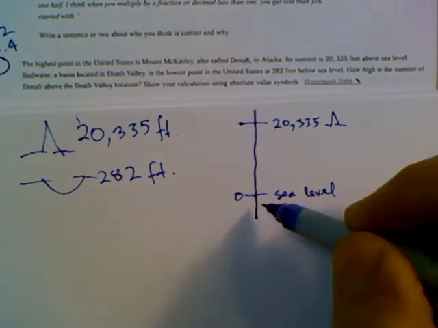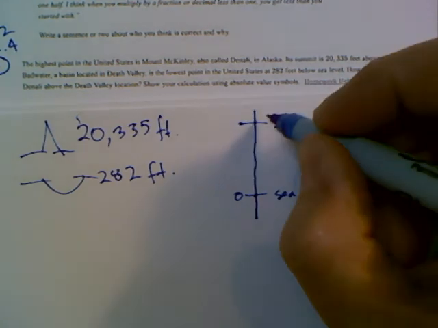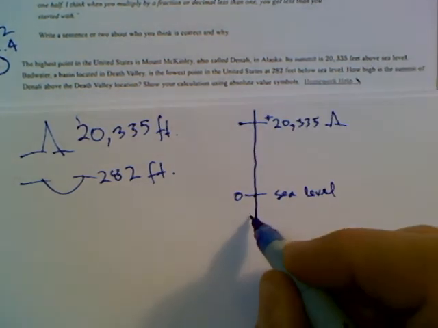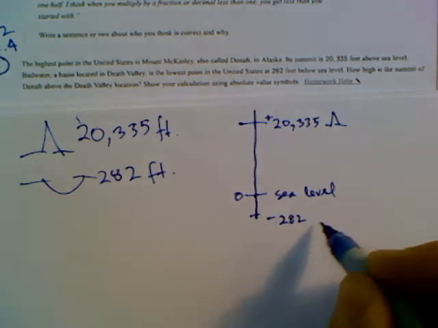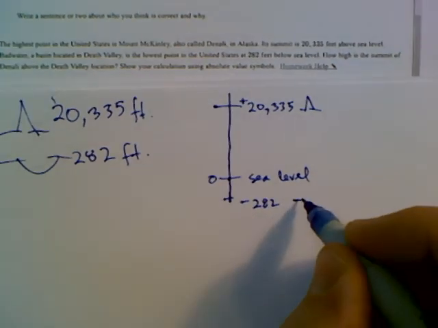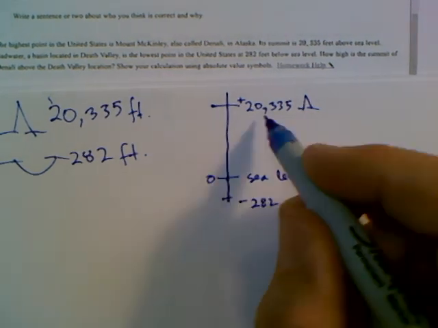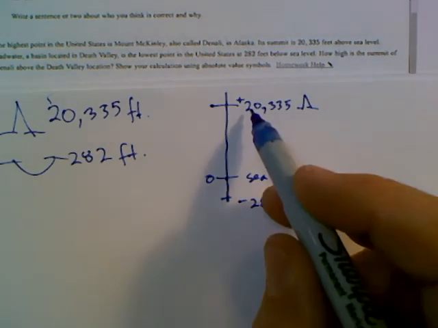So when we think of a number line, above 0 is positive numbers, so it's a positive 20,335. And below sea level would be a negative, in this case, 282. That's my basin below sea level. So there's the mountain and there's the basin, a positive versus a negative.